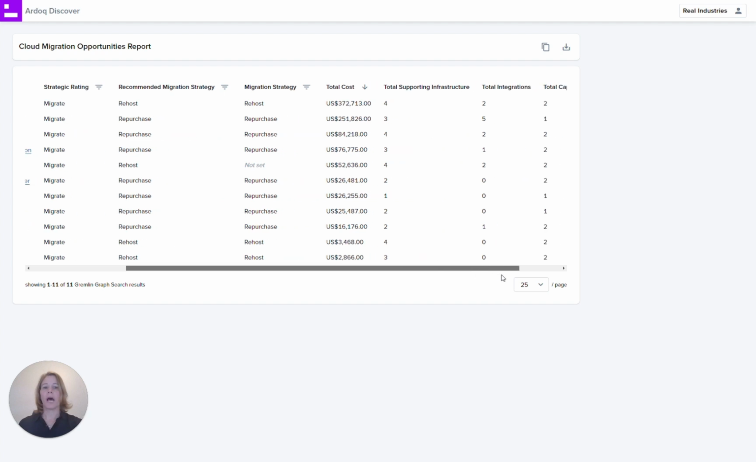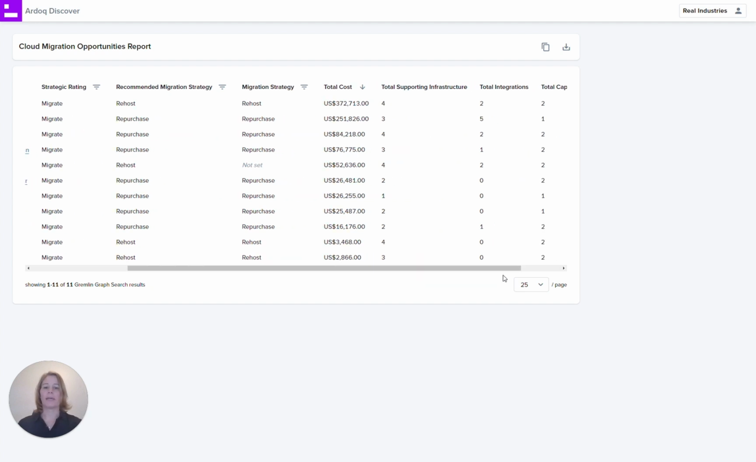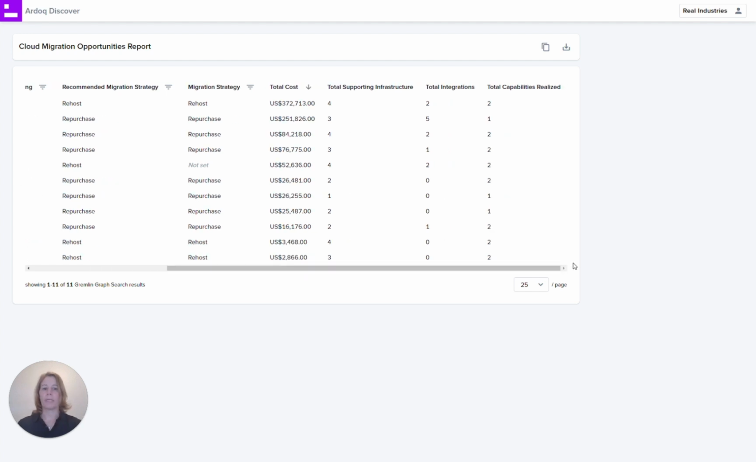You get a high level summary of the costs, and that can be very useful input when you're also going to look forward into things like cash flow. You will see supporting infrastructure, integrations, and of course, the total capabilities realized. So with this view now, you're ready to move forward and you can feel confident you've done the proper background work and you know where you're going to be headed and you're more capable of reaching those goals that you're looking for.